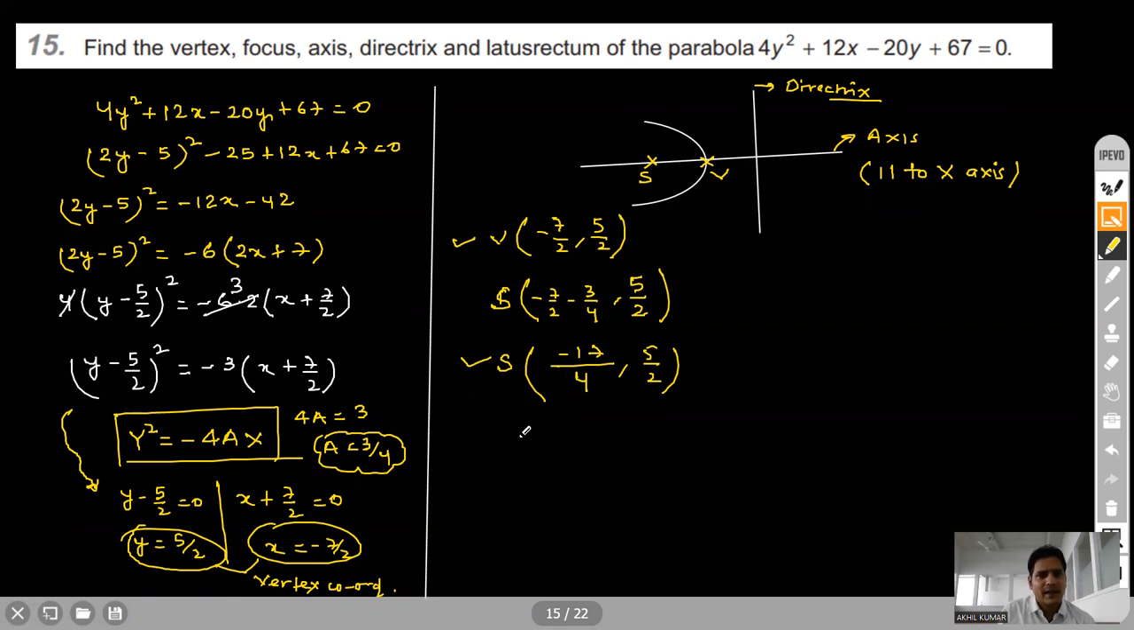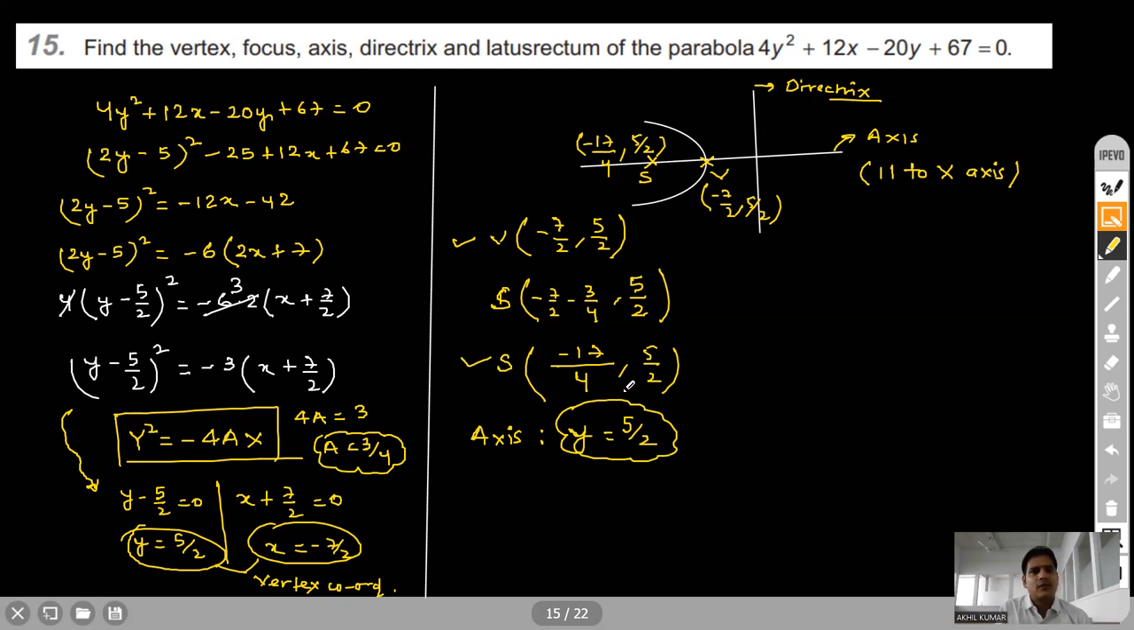Now what will be the axis? Axis will be parallel to x-axis, right? So it will be y equal to some constant. That is nothing but y is equal to the y coordinate of this. Either you can take the parabola's vertex or focus. So y is equal to 5 by 2. Let me write these coordinates here also. The vertex is minus 7 by 2 and 5 by 2, and the focus will be minus 17 by 4 comma 5 by 2. Okay, so the axis will be basically a line parallel to x-axis, and that will be y is equal to 5 by 2. So we got this vertex, this focus, this axis.